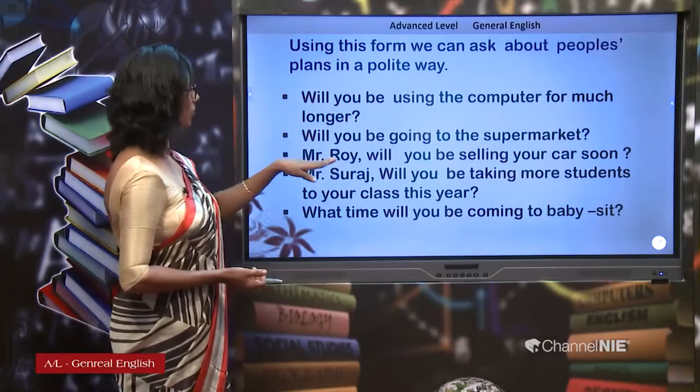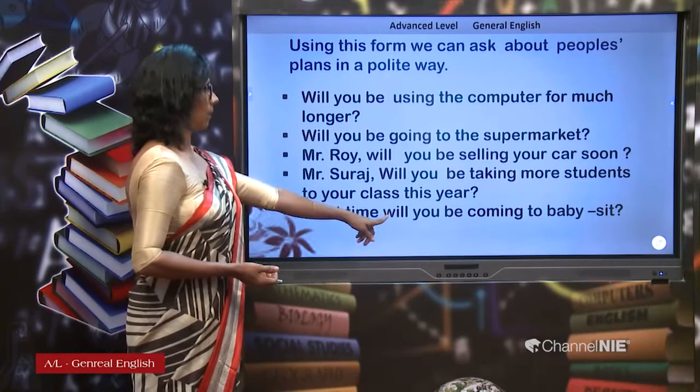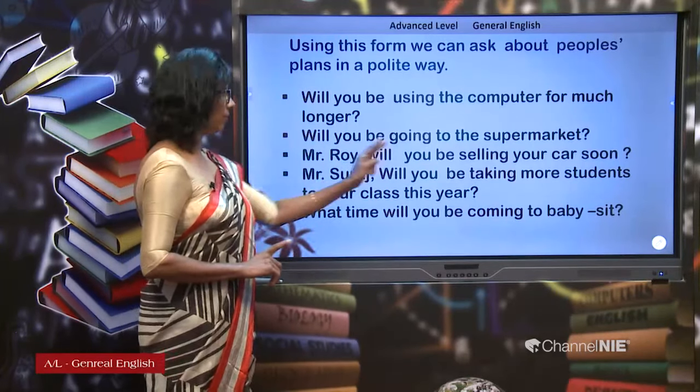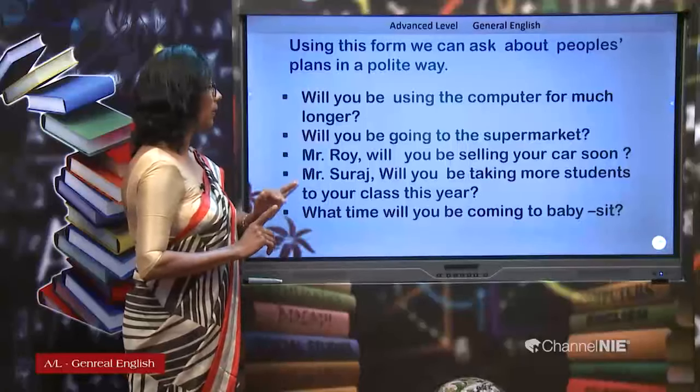So, can you remember the structure? Looking at this, can you please form the structure? Yes, the subject should be first, then will, then be, and then the verb's present participle. But because all these are questions, there is a change in the structure, because in between the first two parts, will and be, we have to insert the subject, right? Other than that, the future continuous structure is subject, will, be, verb present participle, right?